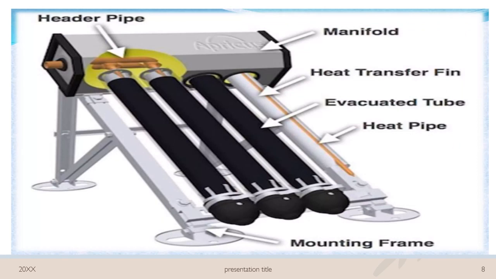This is the diagram. This part is known as the header pipe. This frontal part is the manifold. This pipe is the heat transfer fin. Next to it is the evacuated tube, and this thin yellow pipe is called the heat pipe, and this is the mounting frame.